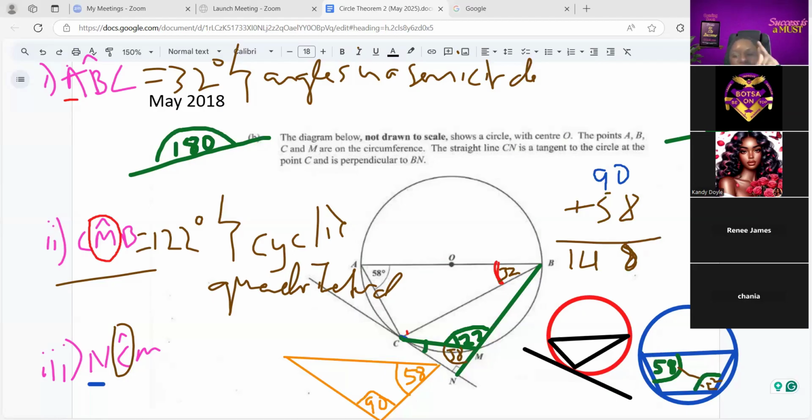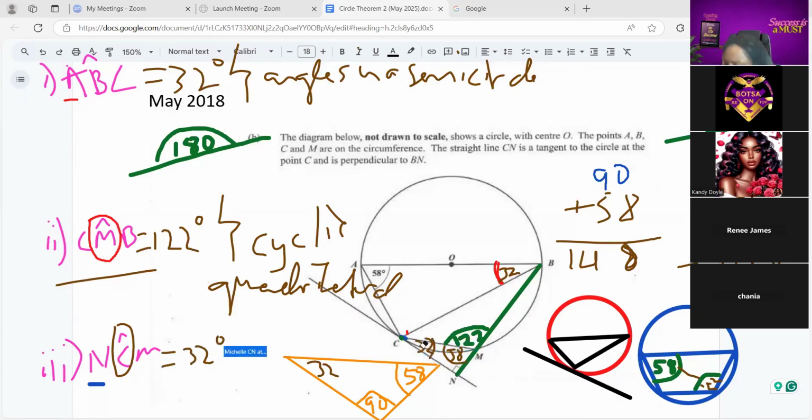So since we know that two of the angles give me a total of 148, we can take away that to figure out the size of the missing angle. From here, 10 take away 8 is 2, 7 take away 4 is 3, 1 take away 1, 0. This angle here is 32 degrees. That's the same angle that they asked us for. So we put the answer as 32.